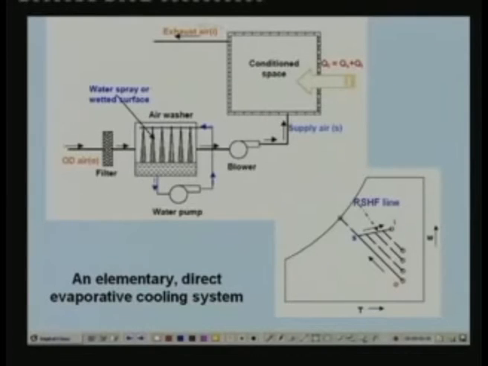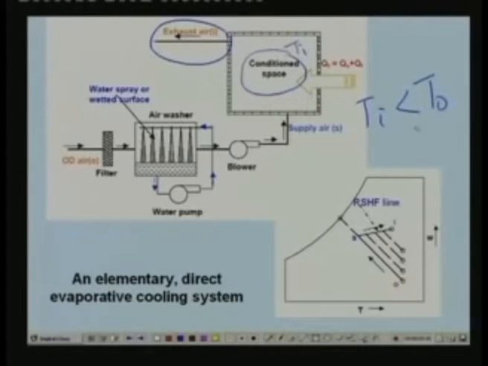Remember that this is the air in a normal simple system. You are throwing this exhaust air into the atmosphere, and this exhaust air is at a temperature equal to that of the conditioned space. Conditioned space temperature is Ti, let us say, and we know that the conditioned space temperature Ti is less than To. That means the temperature of the air at this point will be less than the outdoor air.